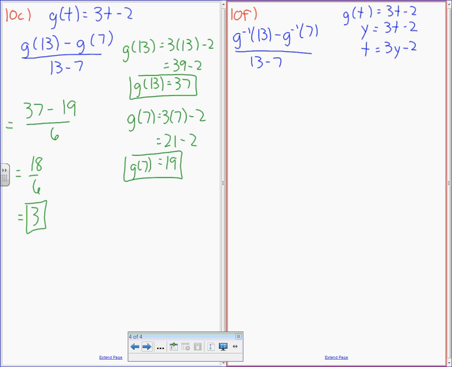Yeah, I'm going to keep going. Yeah, go ahead. Okay. So then it's 3y equals t plus 2. Good. And then divide t plus 2 by 3 to get y. g inverse of t equals (t plus 2) over 3. Wonderful. Tremendous. Excellent.